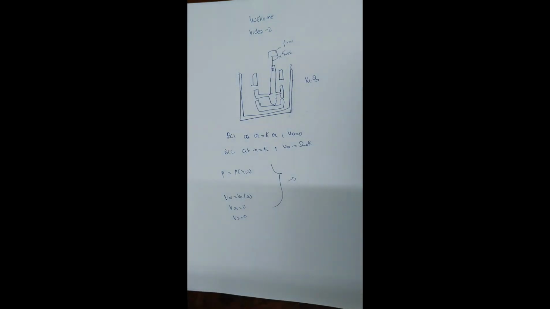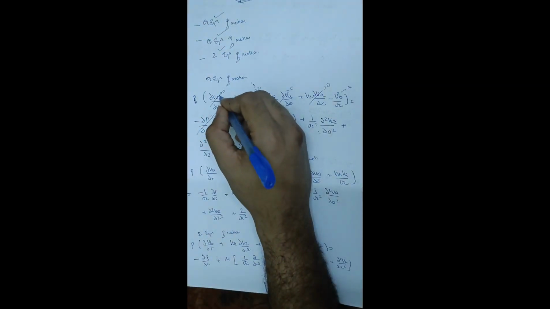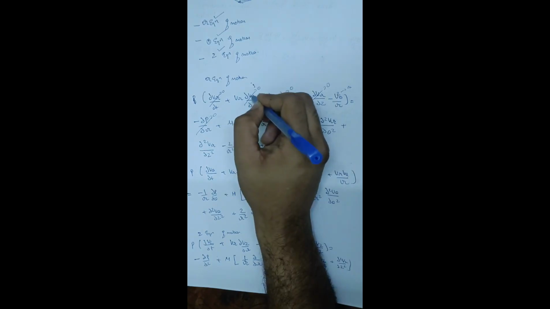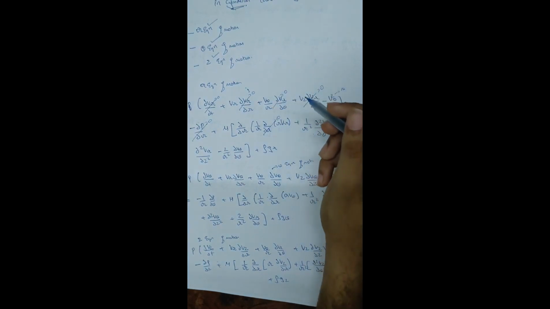Let's move on to the Navier-Stokes equation in the cylindrical coordinate system. Here we are going to simplify it using the information we have found. We know that dou Vr by dou t is going to be 0 due to steady state. This term is also 0 because Vr is 0. Here it is 0 because Vr is 0. Here also it is 0. This term is going to be non-zero.